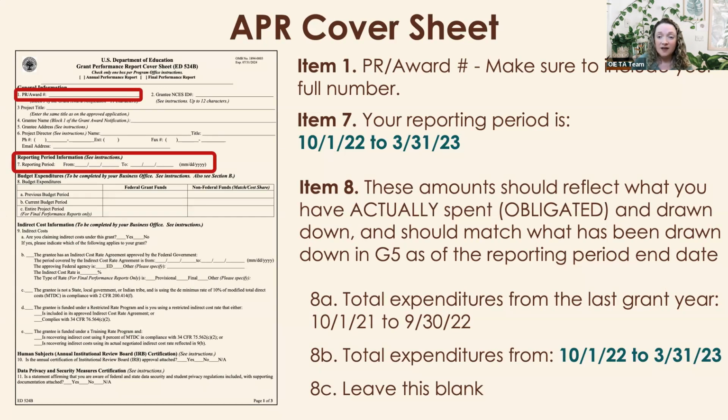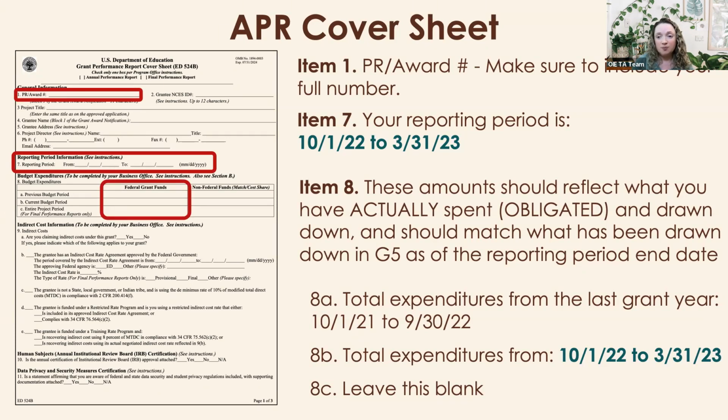For item 7, make sure to use the correct reporting period. Your reporting period is October 1st, 2022 to March 31st, 2023. That means that you are only reporting on things that have occurred through March 31st, through the end of this month. And the reason for that is that way you have all of April to write up what has happened. You're not trying to write up to the minute. Okay. So you're only reporting on what has occurred as of March 31st.